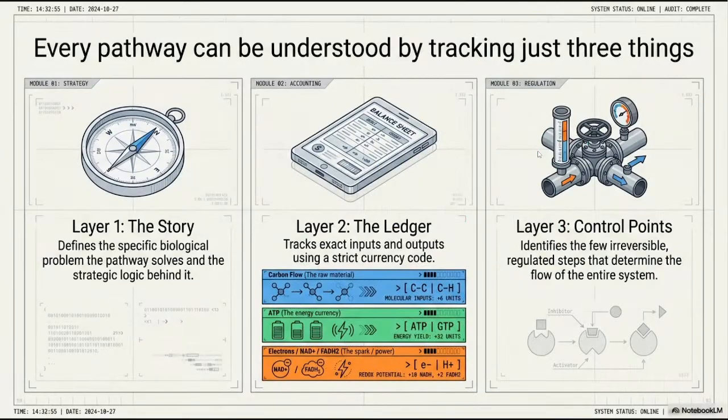Okay, now I want you to know very well that every major pathway that occurs anywhere, you should divide it into 3 aspects or 3 parts. The first layer is going to be the story. The second layer is going to be the ledger, and the third layer is going to be the control points. The layer which is the story will define the specific biological problem. That is the layer. There must be the need.